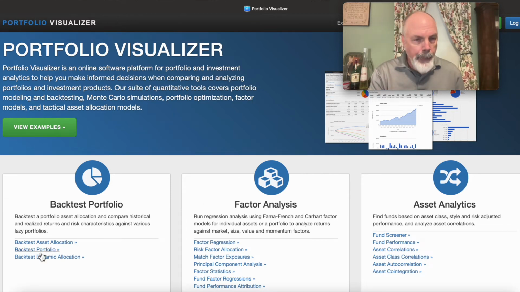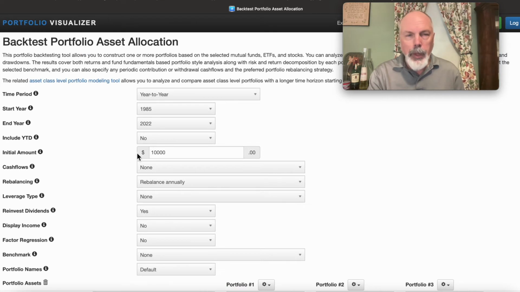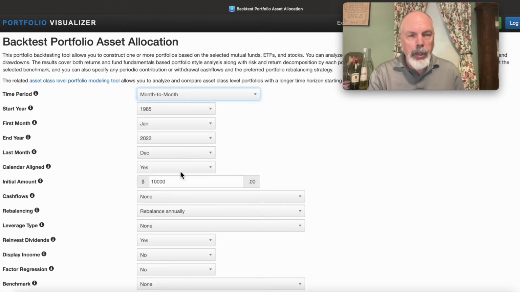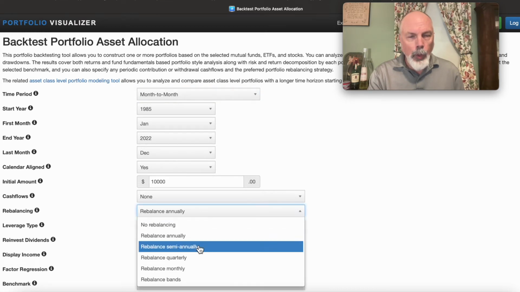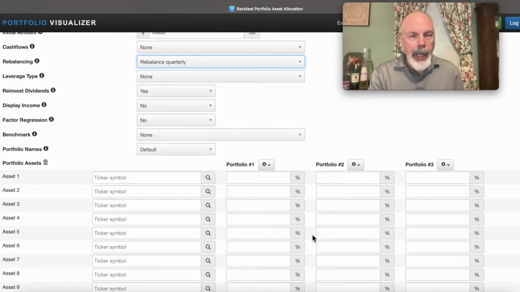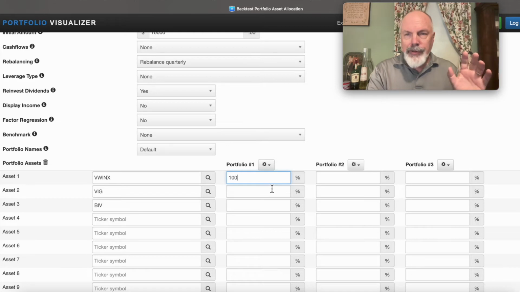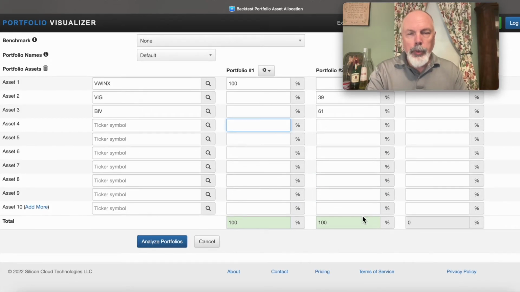And so I used Portfolio Visualizer to see if that was a good idea. And I did it through a back test of the portfolio. And I used month-to-month, rebalancing quarterly, and then entered the fund symbols here. In Portfolio 1, we'll look at 100%. Suppose one fund just has the Wellesley Income. And the other one has these 2 ETFs in the same proportion as the Wellesley Income. And once you're sure both of these say 100%, you analyze the portfolios.